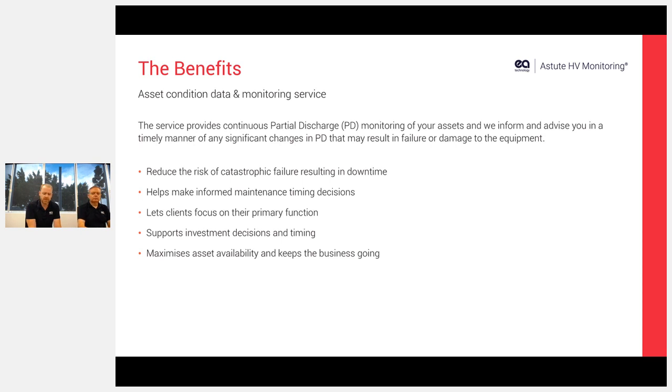So, the benefits of monitoring. Your switchboard will be monitored 24/7. As Neil mentioned earlier, you do get intermittent signals that can be caused by changes in humidity. They can be caused by network events such as high voltage switching, too much load, or not too much load, as load flows can affect PD activity as well. And because everything's time stamped and logged, you can cross-reference it with things going on in your network to see what's kicking off this PD activity.